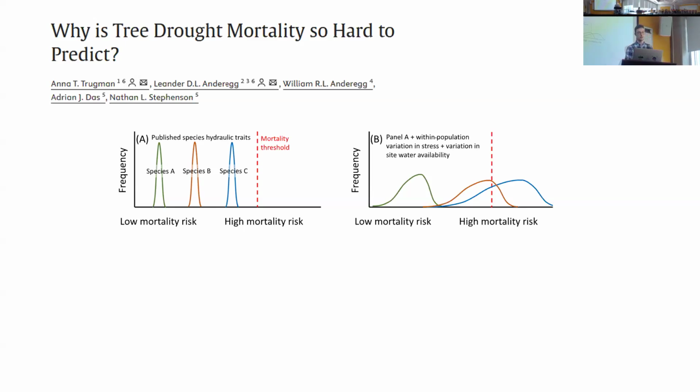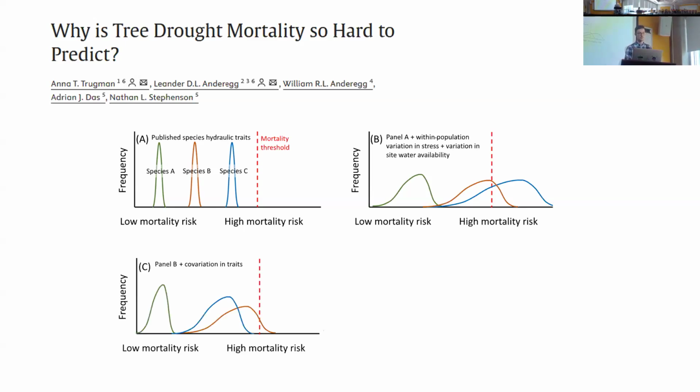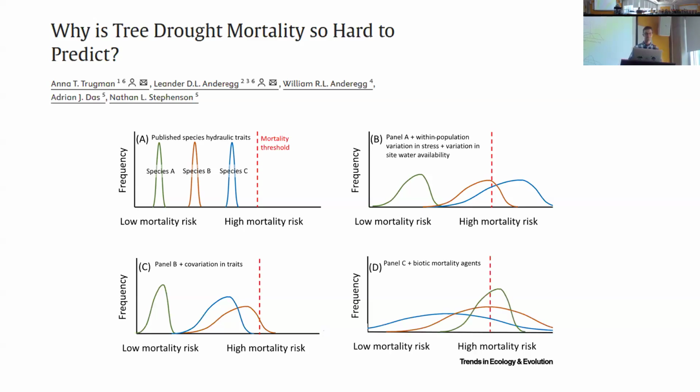We smear them with within-population variation in stress, covariation in traits, as well as variability among biotic mortality agents. So all this takes any understanding we may have at the species level of what exactly predisposes a tree to mortality, and it adds a whole bunch of confounding variables on top of it. This makes mortality a nonlinear and time-lagged problem, so it's a very challenging phenomenon to predict.